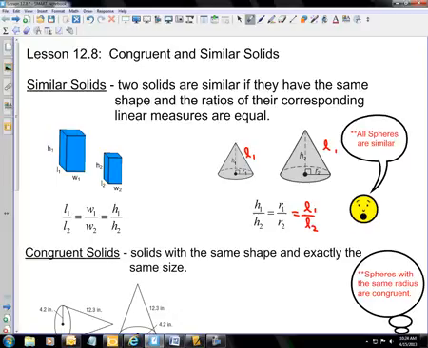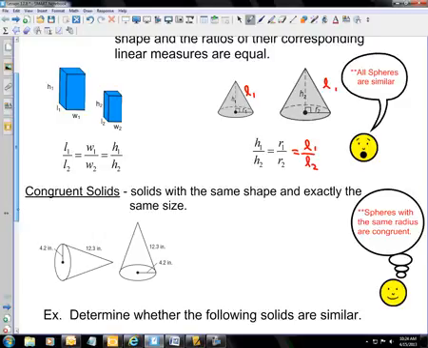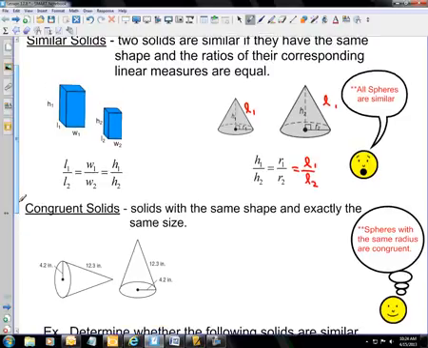And then you also have your cylinder, and you would look at the height and the radius, and they would have the same ratio if they are similar. All spheres are similar, no matter what. Don't forget this because there's a problem in your homework that asks you about this. All spheres are similar.